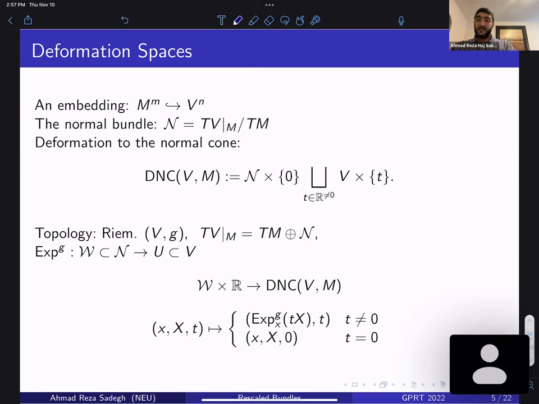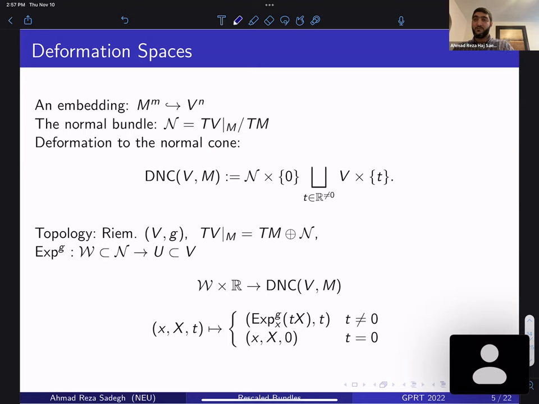Using this map, you can obtain a diffeomorphism from V times W times R to the DNC in a neighborhood of the normal bundle. Let me tell you what's happening here and why I'm saying this: it gives you a topology. Note that this deformation to normal cone has two main parts. One part has a product structure, V times non-zero real numbers, so it has a smooth structure there and there's no issue. But how do we give the smooth structure on the normal bundle part of the deformation to the normal cone, which I call DNC of V, M?